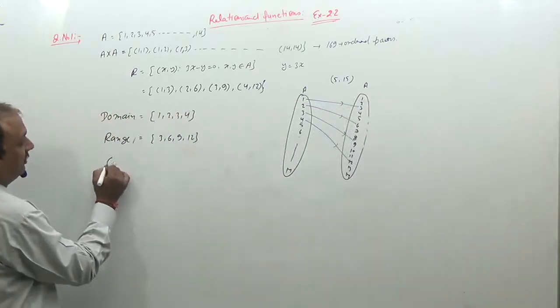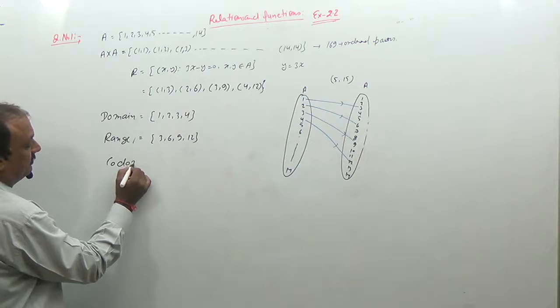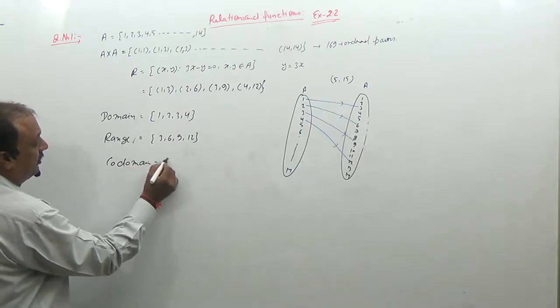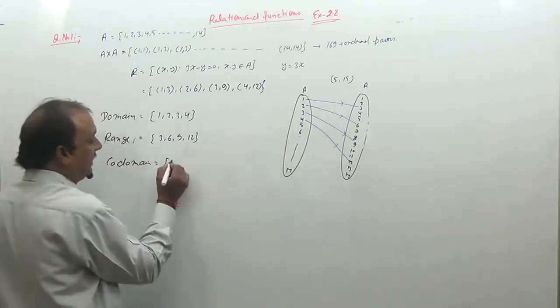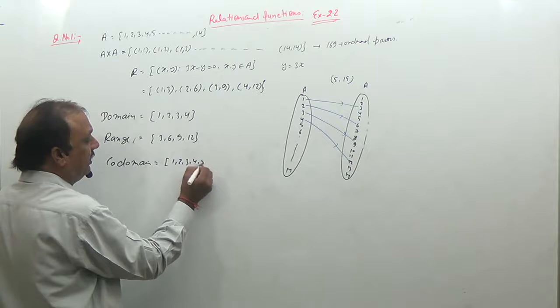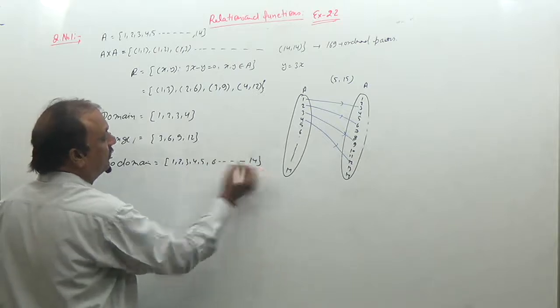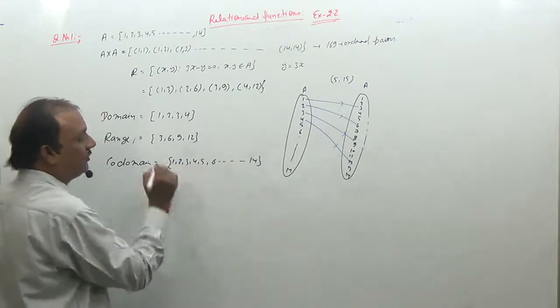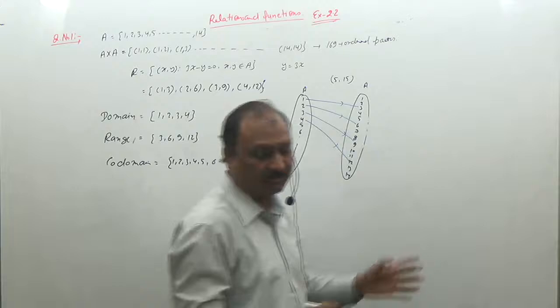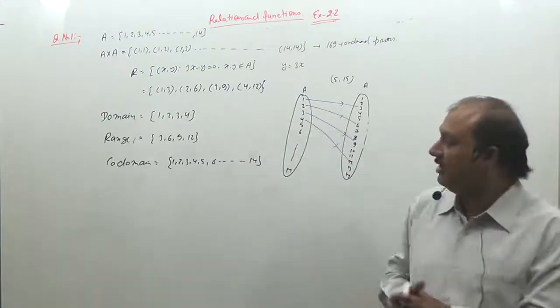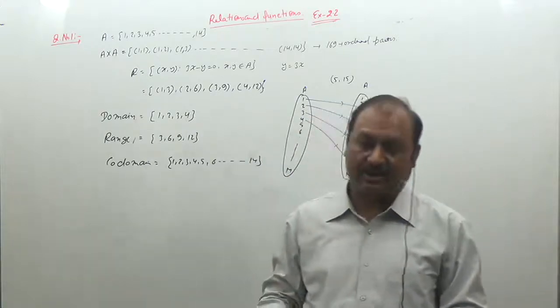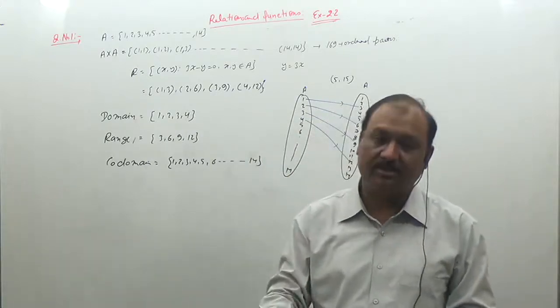And next is codomain. Codomain is the whole second set, that is 1, 2, 3, 4, 5, 6 up to 14. So this one is called domain. The second set is called codomain. So very easily we can calculate the domain, range and codomain.